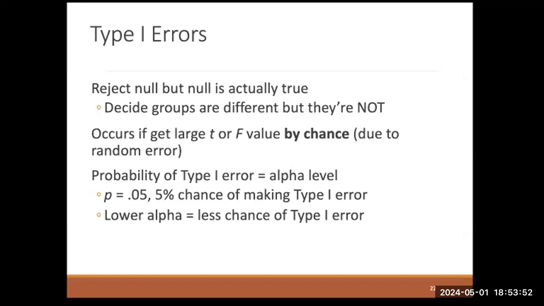So this can happen if you get a large T or F value simply by chance, otherwise known as random error. The probability of making a type 1 error is also known as the alpha level. In psychology, our default alpha level is 0.05, a 5% chance of making a type 1 error. If we lower the alpha level, we have less chance of making a type 1 error, right? We have less chance of rejecting the null when the null is true, but we increase the probability of making a type 2 error. So let's look at what the type 2 error is.